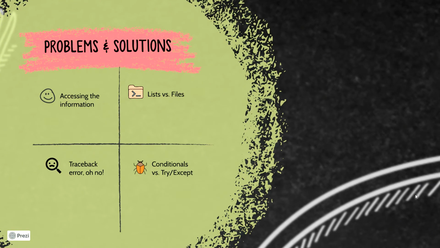Debugging. Now, problems and solutions. So my main problem was accessing the information. At first, I wrote a list and I was very happy with how it was working until I decided that I wanted to add things to the list and keep it more dynamic instead of just strictly say 8 things.